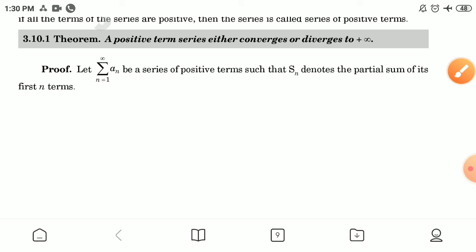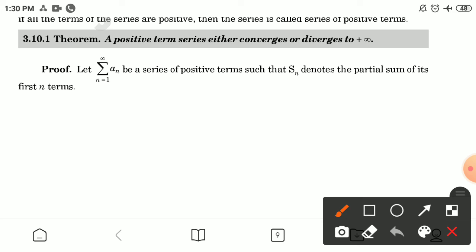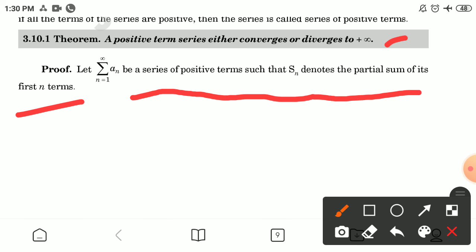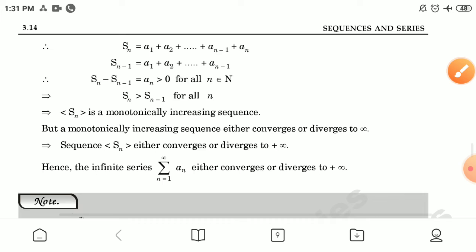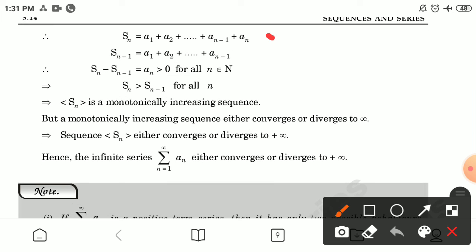Now the next result: a positive term series either converges or diverges to infinity. For the proof, let summation an be a series of positive terms such that Sn denotes the partial sum of its first n terms. Therefore Sn is equal to a1 plus a2 plus so on up to an. Sn minus 1 is the sum of the first n minus 1 terms. Therefore their difference Sn minus Sn minus 1 is equal to an, which is greater than 0 for all n belongs to N. This implies Sn is greater than Sn minus 1 for all n.